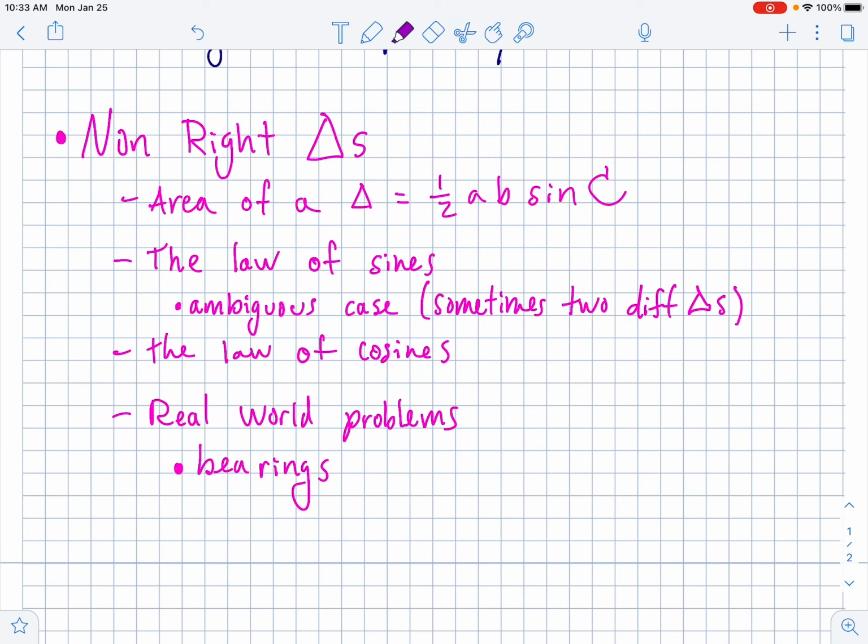Two big laws that we learned were the law of sines. Remember, sine of capital A over little a equals sine of capital B over little b equals sine of capital C over little c. Or sine of any capital letter over little letter equals sine of any other capital letter over its little letter.